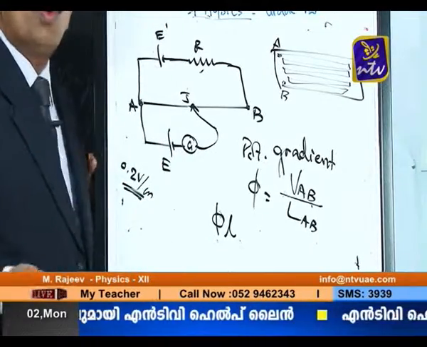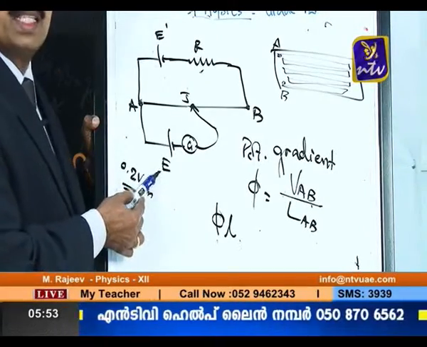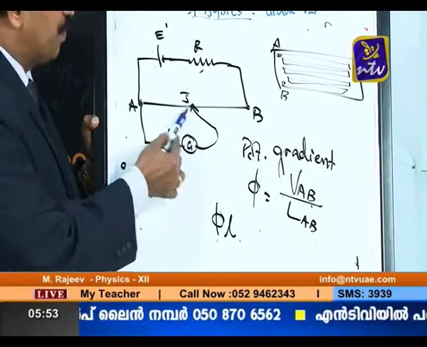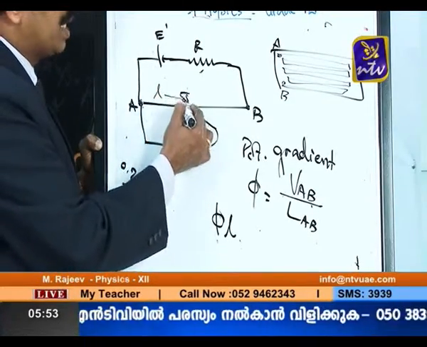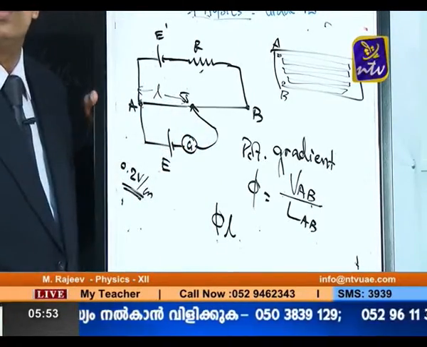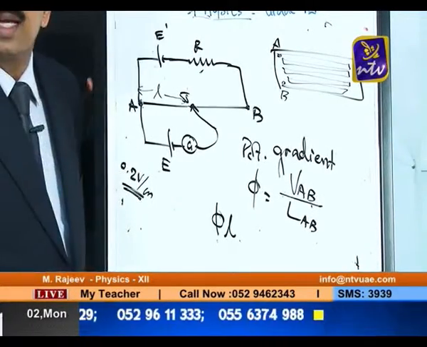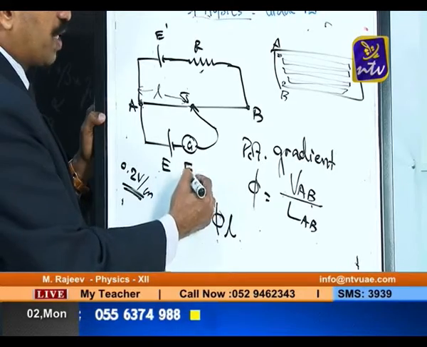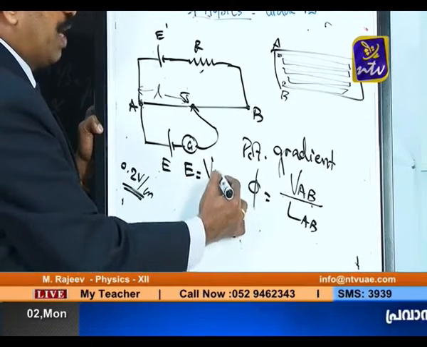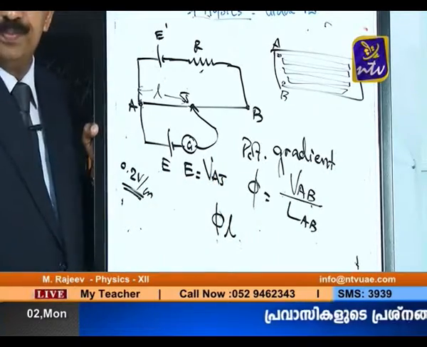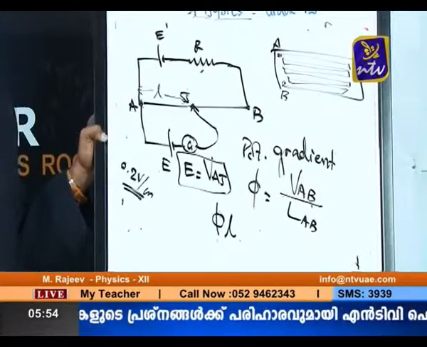At that point, what can you equate? The EMF of the cell. Suppose this is 2 volt, the potential difference across AJ would also be 2 volt. This length L is what is called the balancing length. So the main concept to understand is, at the balancing condition, the EMF of the cell in the secondary circuit should be equal to the potential difference across AJ. This is the main point about the potentiometer circuit.